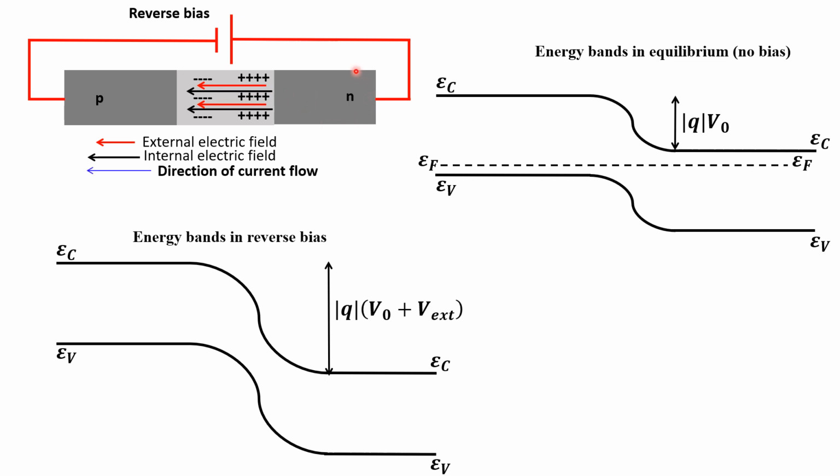But the concentration of holes in the N side is very low, and the concentration of electrons in the P side is very low. Since this current depends on the concentration of holes in the N side, which is very low, and on the concentration of electrons in the P side, which is also very low, this is a very low current. So the current in reverse bias is very low, and often we can treat the PN junction in reverse bias as if it were an open circuit.